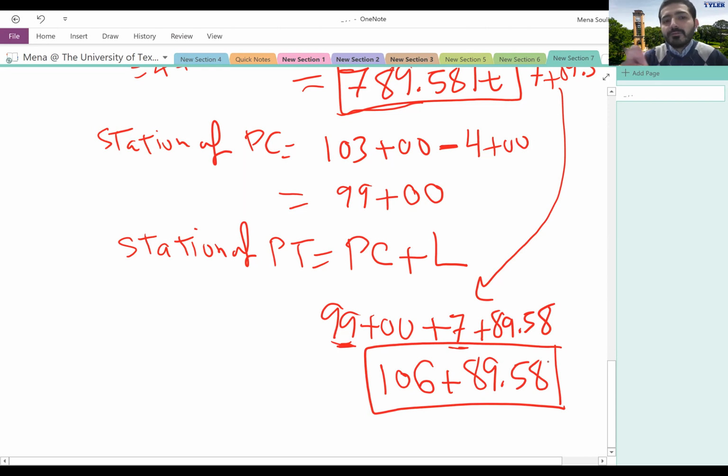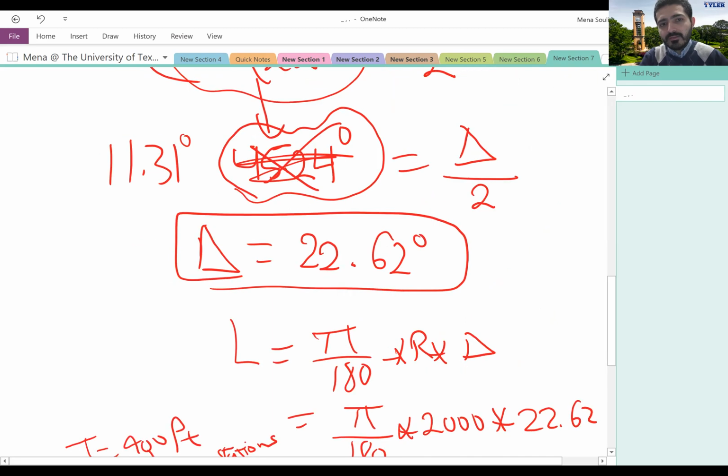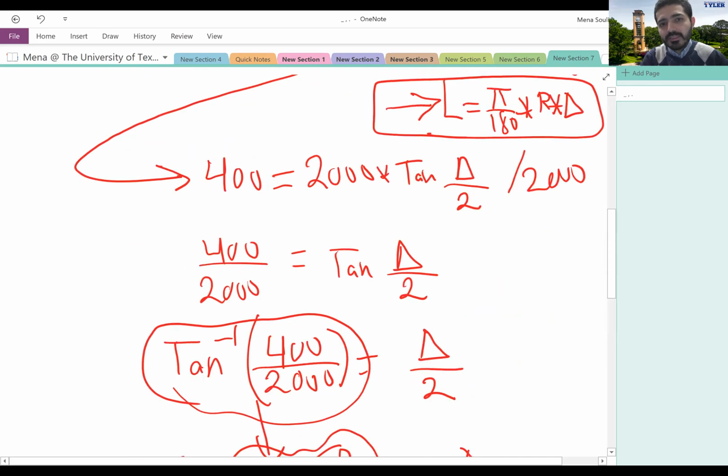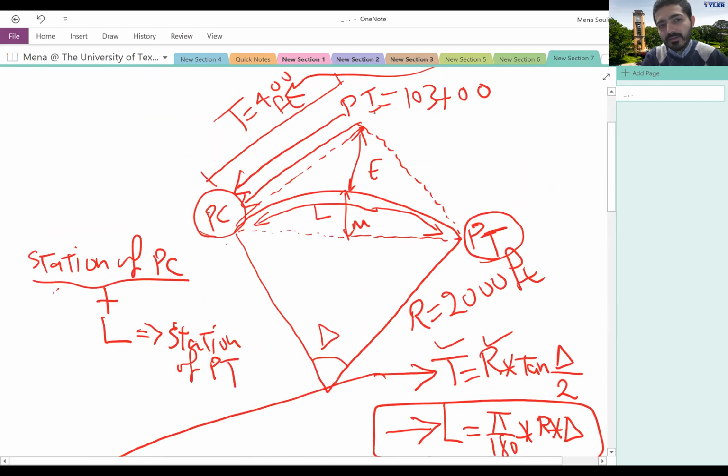Some of you may question why we're doing this. Why not just jump from the station of the PI to the PT? If you do this, the values are gonna be close, but not exactly the same. As it's mentioned in your textbooks, since the horizontal alignment curve stationing is measured along that alignment, we like to get the station of the PC, and then we add the full length of the L to get to the PT. That's basically what it is.